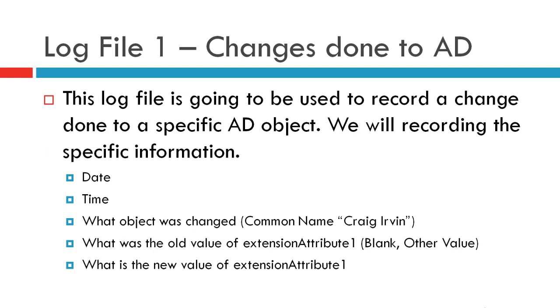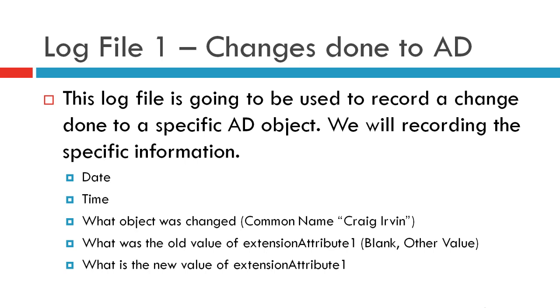So in log file 1 we're going to record changes done to any Active Directory object. Essentially this gives us a way to audit to make sure that our script is running the way it's supposed to, but also be able to provide auditors information of whenever objects are actually changed, at least for the script's sake. And we're just going to record a couple values: date, time, as well as the name of the object that was changed. We're going to use common name.